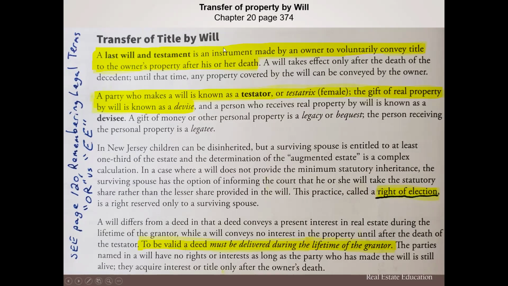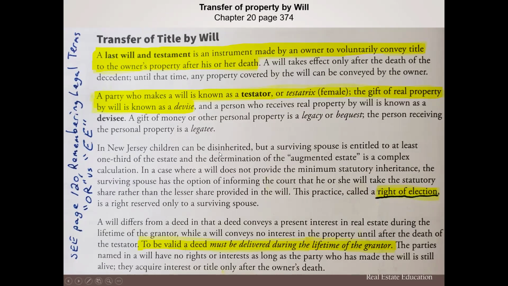Transfer of title by will. A last will and testament is the instrument made by an owner to voluntarily convey title to that property after they die. The person who makes a will is known as a testator, or if you're a female, a testatrix. Yes, these are gendered terms rooted in Latin. The gift of real property by will is known as a devise.